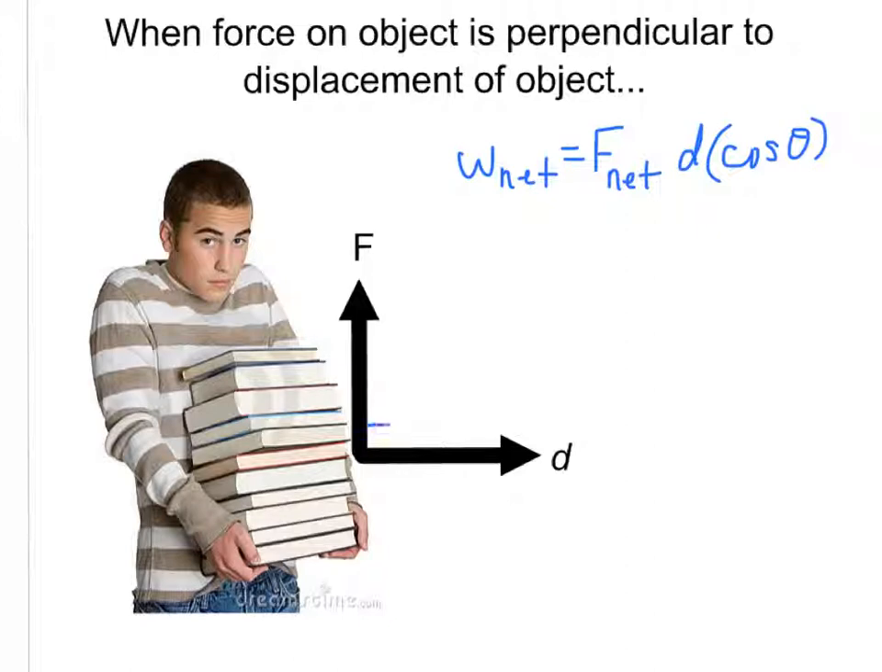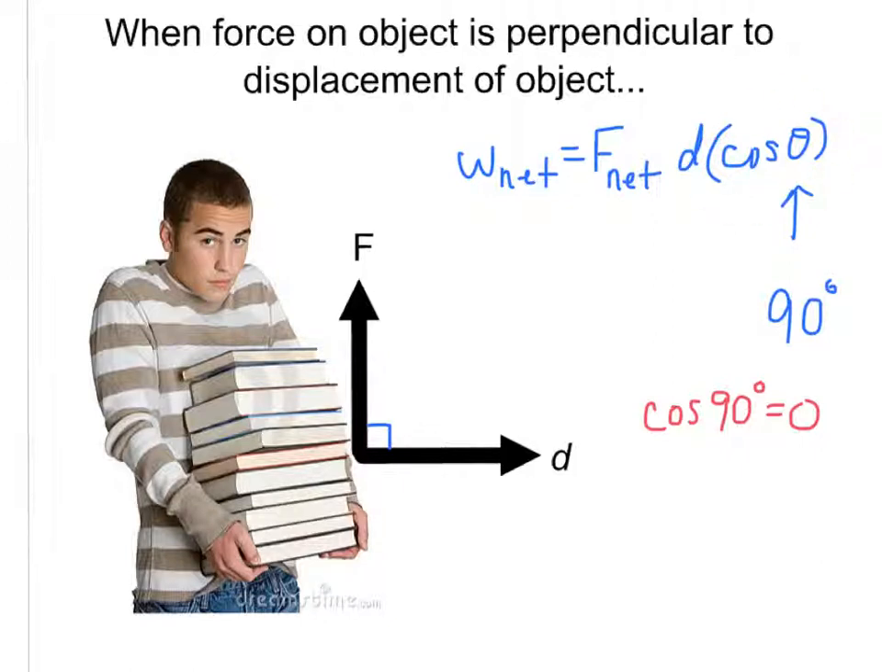I want you to look carefully at that angle. That angle is 90 degrees. When you take the cosine of 90 degrees, you get 0. The cosine of 90 degrees equals 0. Therefore, your net work will be 0 because the angle between them is 90 degrees.